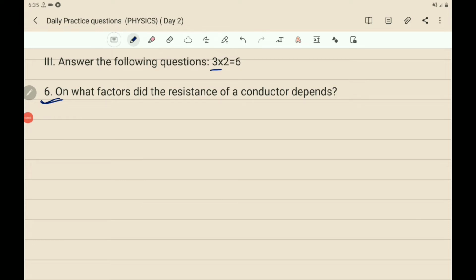So the resistance of a conductor depends on the length of the conductor, the area of cross section of the conductor, and the nature of the material of the conductor. It depends upon 3 factors. One is the length of the conductor, second is the area of cross section of the conductor, and third is the nature of the material of the conductor. So you write that.